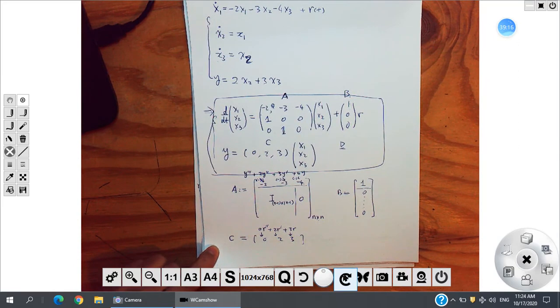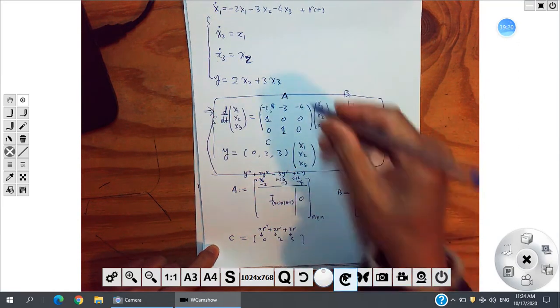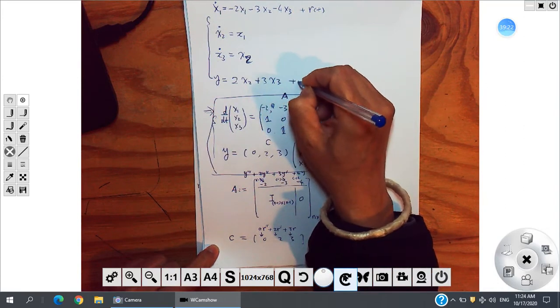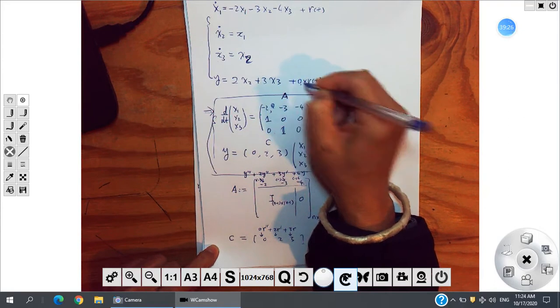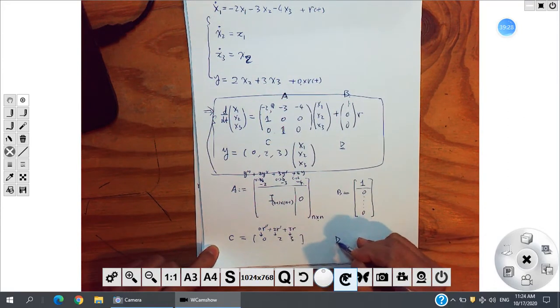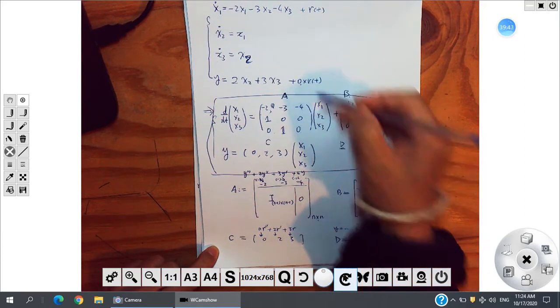As for D, okay, D should be here. In this example, I do not have it. This is 0 times the input. This 0 gives us D. D equals 0 now, because y equals something plus 0 times the input. Then this is 0. If this number is not 0, then here you will have that number.